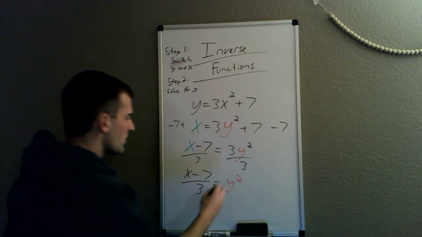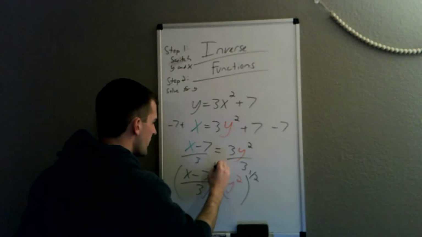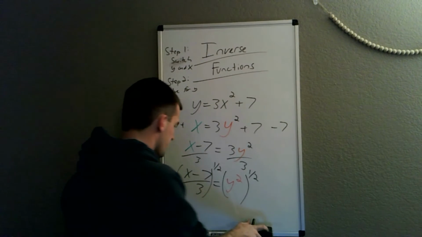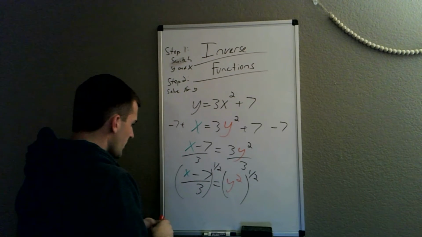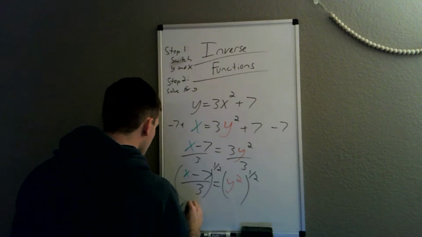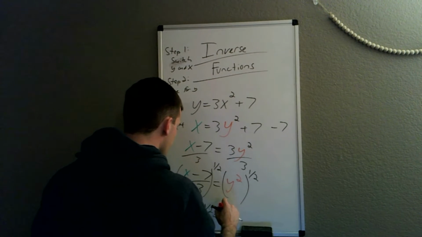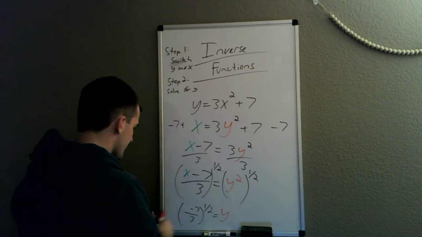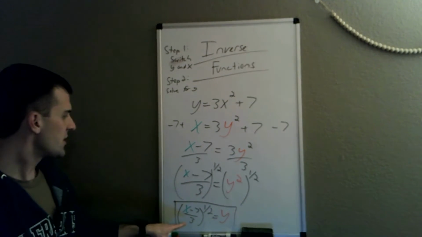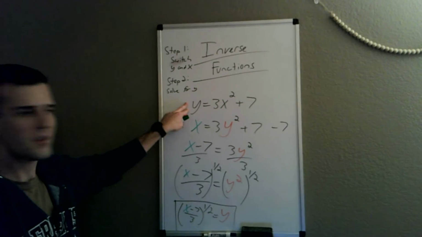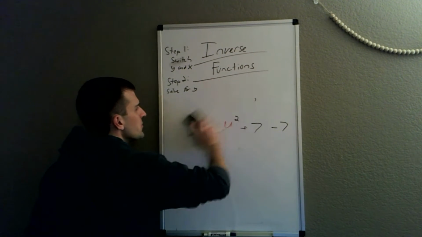And the last step, we'll take the square root of each side by raising to a power of 1/2. And we are left with, I didn't write x in green there, so we are left with x minus 7 over 3, to the 1/2, equals y. I did it again. And that's our answer. That is the inverse of this parabola that we started with. So let's do 2 more examples with this.